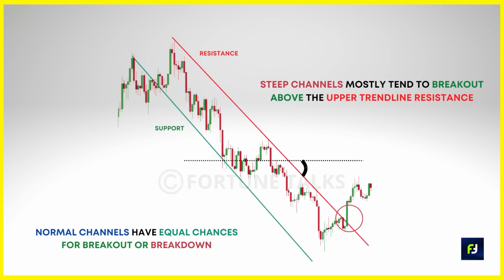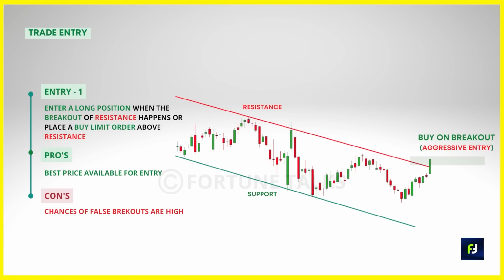So a falling channel with a very high negative slope or a very steep price action will most probably break out above the resistance trend line, while a channel with a medium or lower slope will have equal chances of breaking out or breaking down. Anyway, this is just an observation, but you should enter the trade only after the breakout has been confirmed. Let's say the price broke above the resistance trend line.